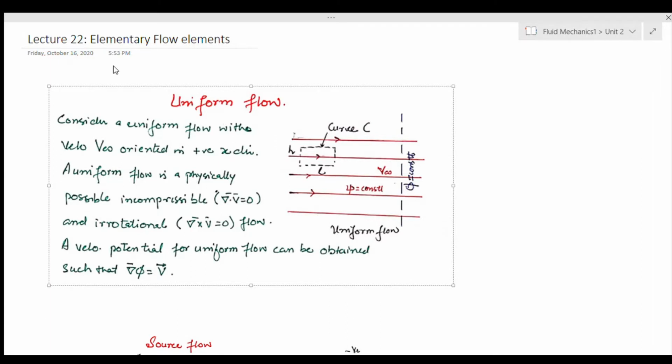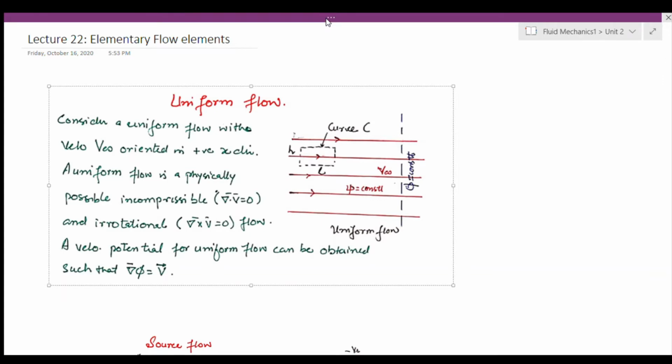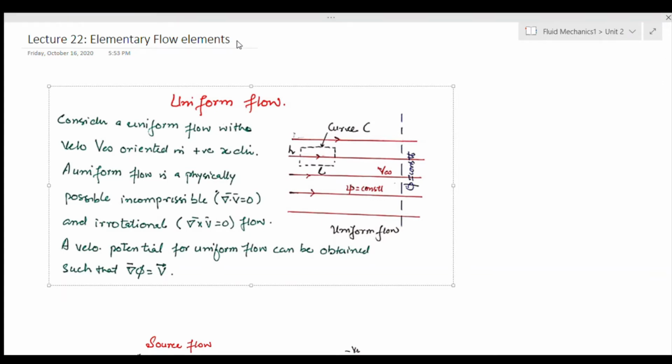Today's lecture. The first element which we are going to look at today would be a uniform flow. The first element. It's the most basic element.